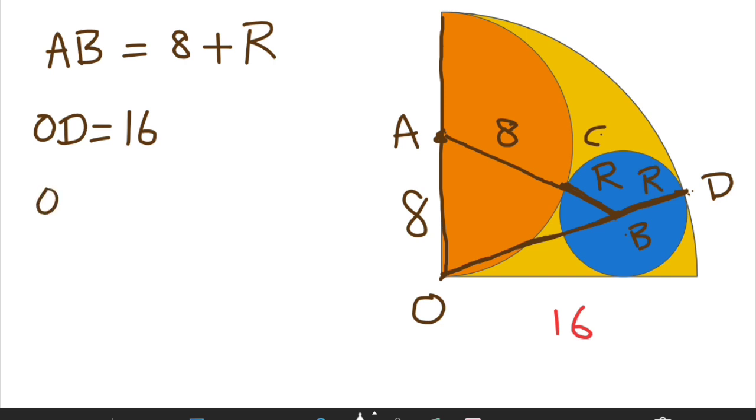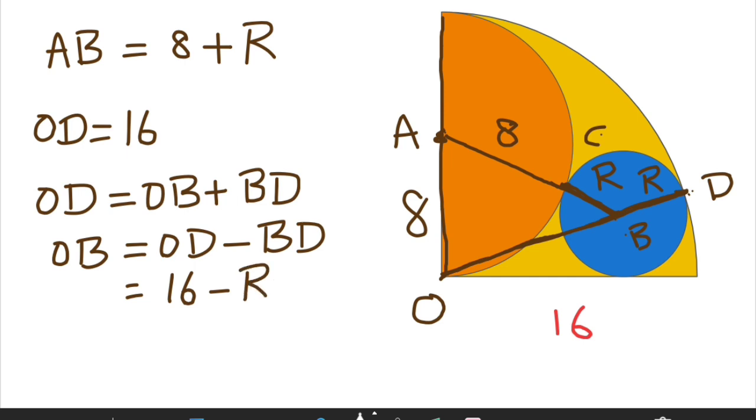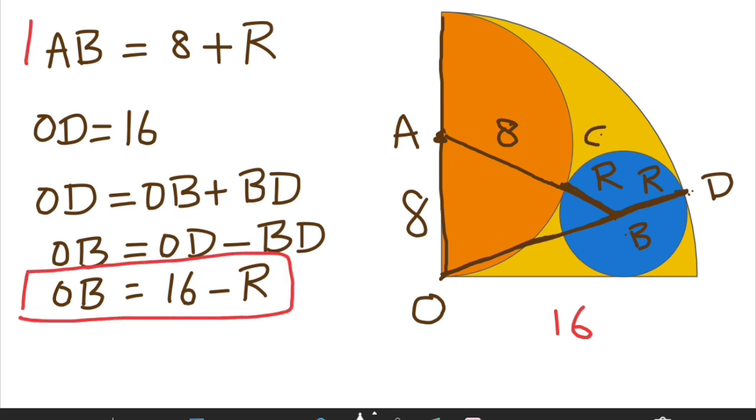So OD length, we can write this as OB plus BD, isn't it? From here we can find OB length. OD minus BD. OD is nothing but 16 and BD is nothing but the radius of the small circle. So OB length is 16 minus R. From the given information we found this: OB equals 16 minus R, AB equals 8 plus R.